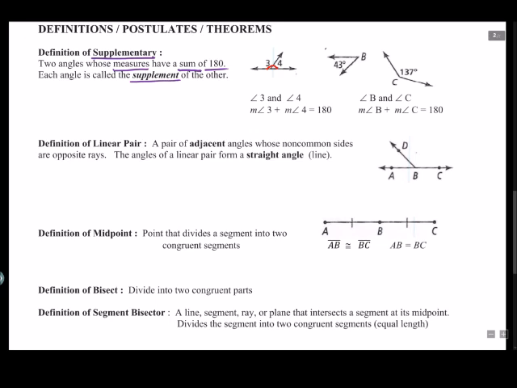Now, our next angles over here, angle B and angle C, they aren't adjacent, they aren't touching, but they are still supplements. How come? Because the measure of angle B plus the measure of angle C equals 180 degrees. That means they are supplementary. It's the definition of supplementary. Their measures add up to 180. So they are still supplementary angles. They are supplements of each other.